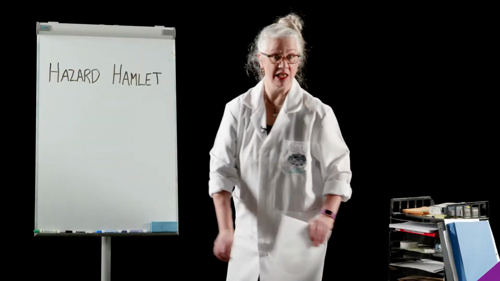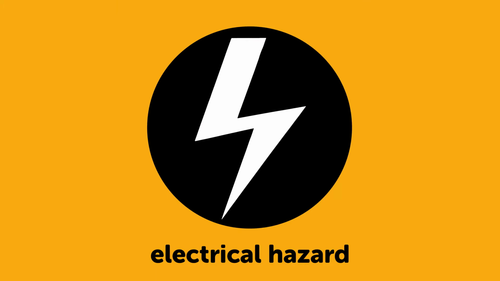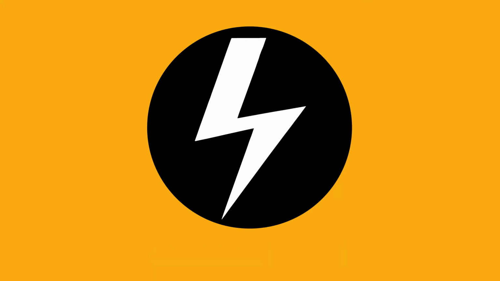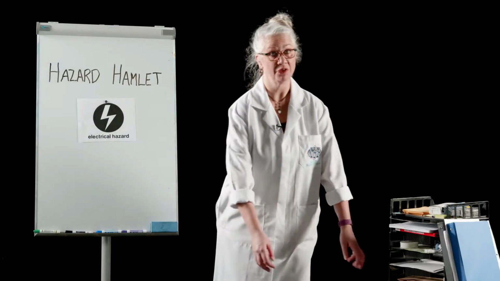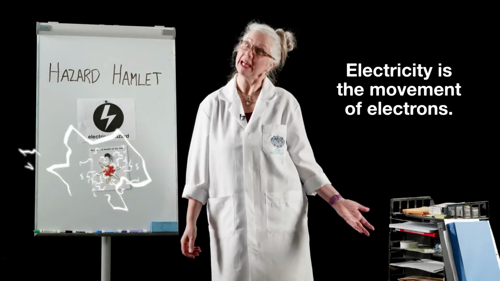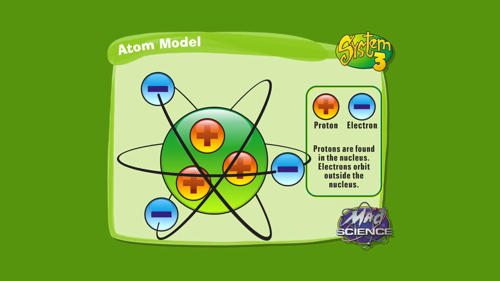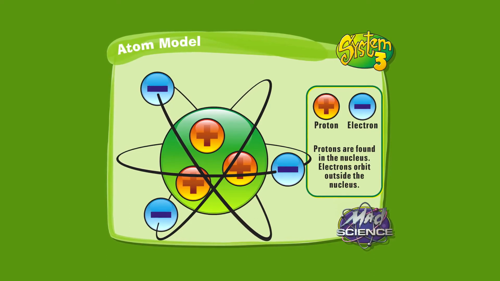One of the first things I learned was this symbol. This symbol means there is an electrical hazard present. To understand electrical hazards, first we must learn a little bit more about electricity. Electricity is the movement of electrons. When particles like electrons get all charged up and move around, they want to go somewhere.